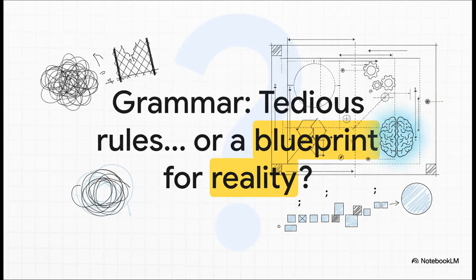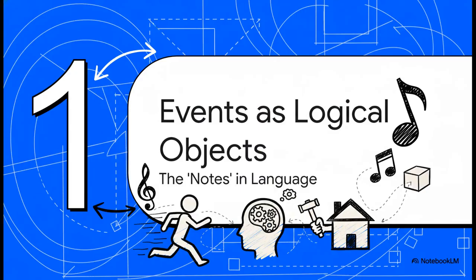So, this begs a massive question, right? When we were learning grammar in school, were we just memorizing a bunch of boring, tedious rules? Or were we actually learning the very blueprint our minds use to put together a logical picture of the world around us?